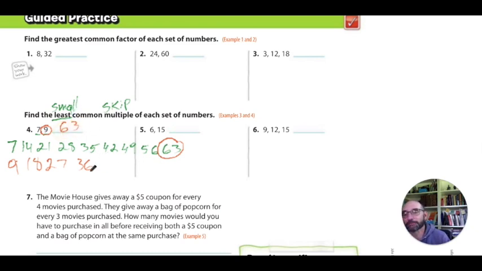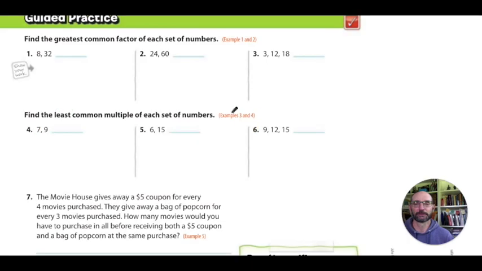Now I could just keep doing this. So 4 times 9, then 5 times 9 is 45. 6 times 9 is 54, and then 63. So I could write it all out and do it that way, but this is just a shortcut. Got it? All right, so let's have you try number 5 all on your own. Ready, go.